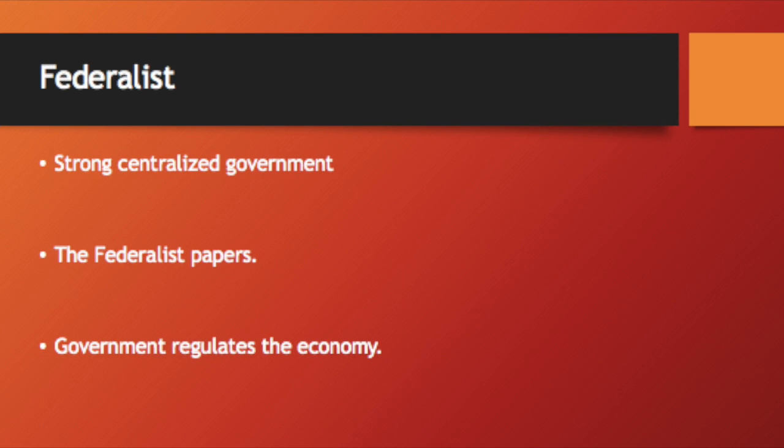Before we hear from an anti-federalist, let's review the Federalist view. The Federalists wanted a strong centralized government. This means that the government gets involved in many areas. They especially wanted the government to help regulate the economy. They wrote the Federalist Papers to lay out why the new Constitution should be written how they thought, hoping that people would read this and sway them to ratify the United States Constitution.